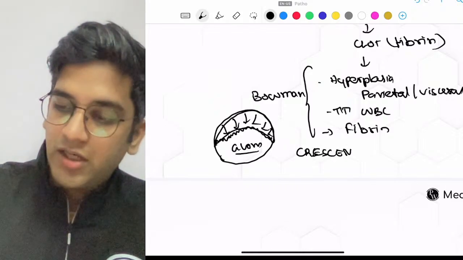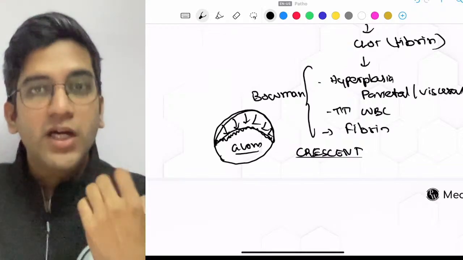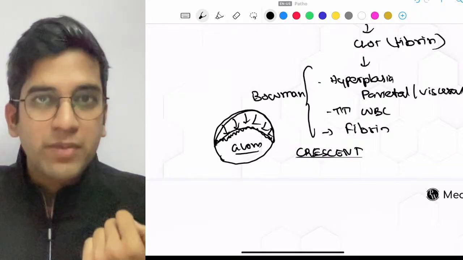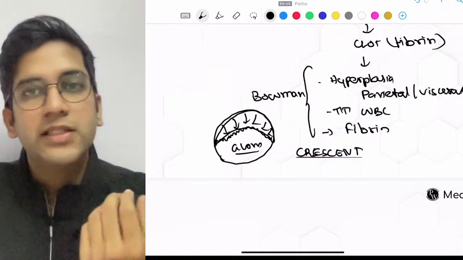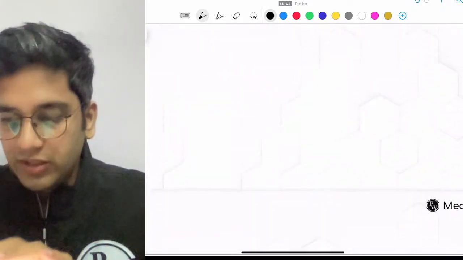So you can have in a viva question, what is a crescent, right? What is a crescent? The crescent is nothing but a collection of your hyperplastic parietal epithelial cells, visceral epithelial cells, WBC and fibrin. The crescent is going to look like this in your microscope.